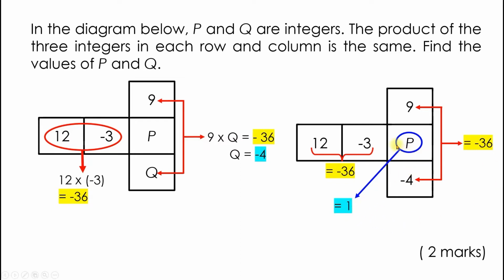Because if I put 1 as the value of P and if I multiply 12, -3 and 1, that would give me a -36. And then if I take 9, 1 and -4, that would also still give me a -36. So the final answer for this question is P equals 1 and Q equals -4. Let's look at the next one.